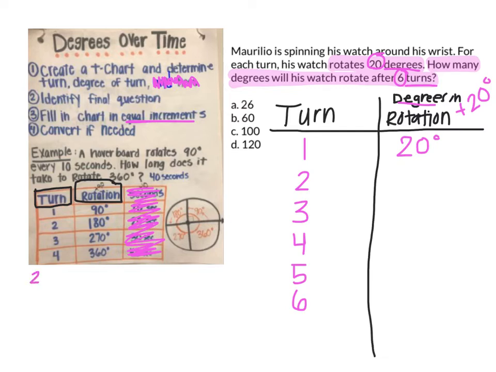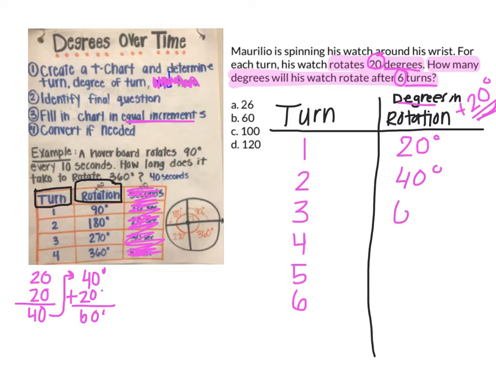All right, so 20 plus 20 is 40. So that's our second turn, 40 degrees. Then we take this 40. We're going to add another 20 degrees because remember again, our rule here or equal increments is 20 degrees. 40 plus 20 is 60 degrees. So that's our third turn.